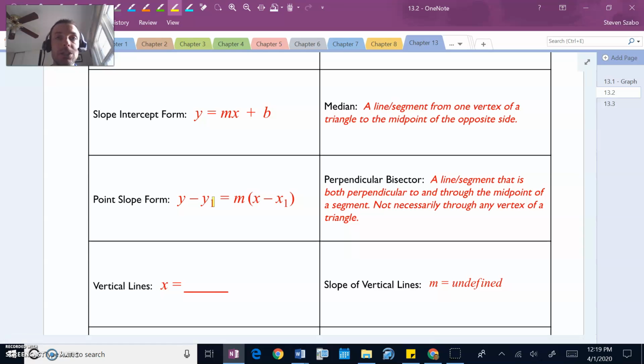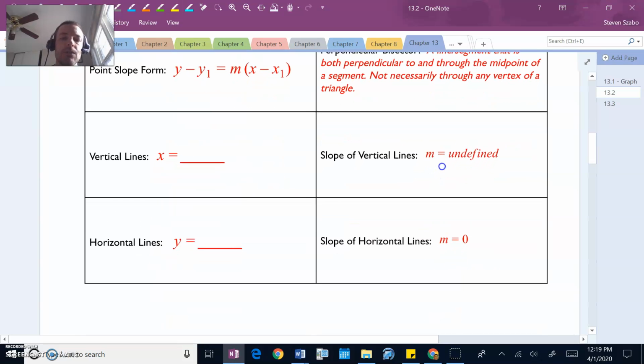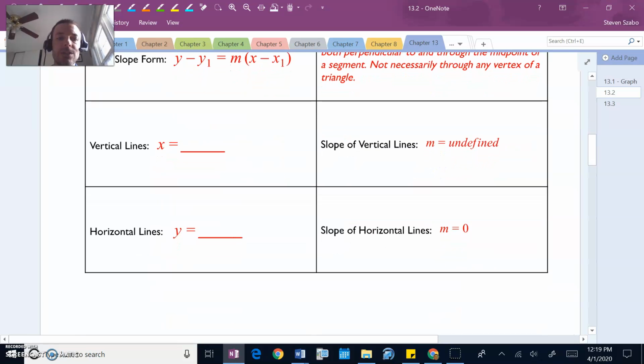Perpendicular bisector does not necessarily go through a vertex. Remember, it is perpendicular through the midpoint of a segment. And the last 2 things to remember is vertical lines are always x equals equations. X equals whatever x coordinate or whatever your x intercept is. It is a vertical line, and therefore its slope is undefined. And horizontal lines are y equals with a slope of 0.